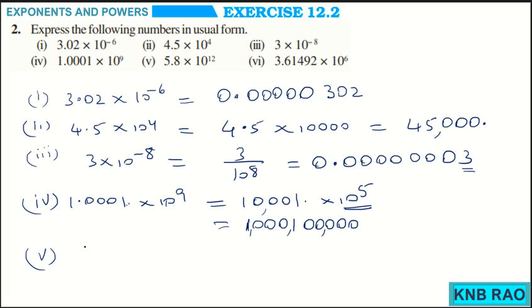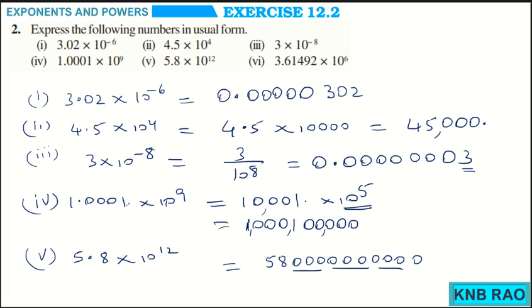Next, coming to the 5.8 into 10 power 12. That means 5.8, and I am writing total 3, 3, 3 and 1. So you can cross check. I have written 10 zeros.